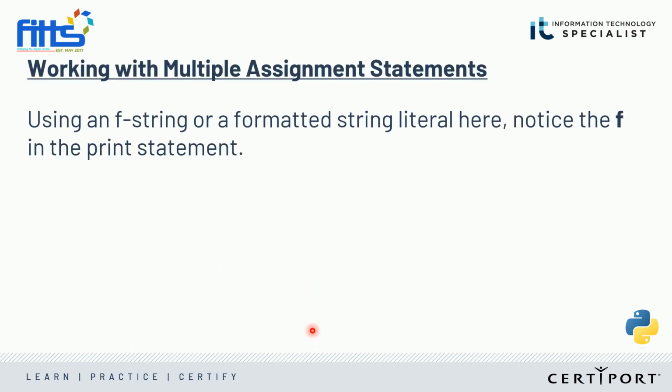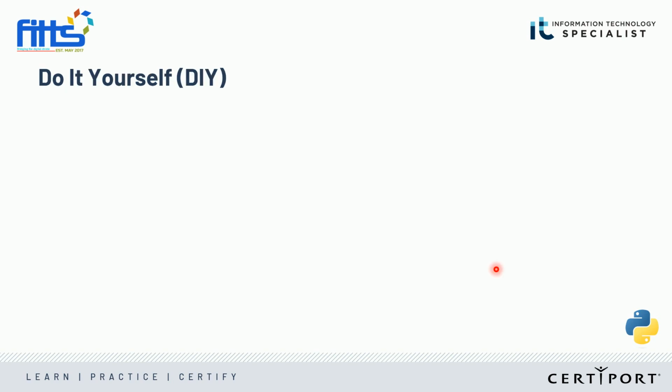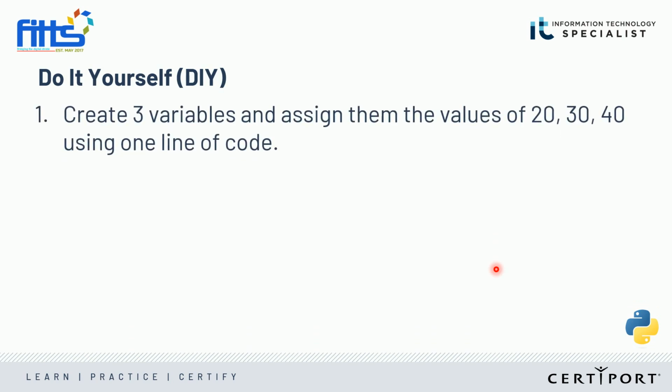So using an F string or a formatted string literal here, notice the F in the print statement. So name Fifi, age 20. So print F. So his name is, then you put the variable's name in a curly bracket, and he is age years old. So once you have this, you are good to go. No more concatenations, yeah? So do this yourself.